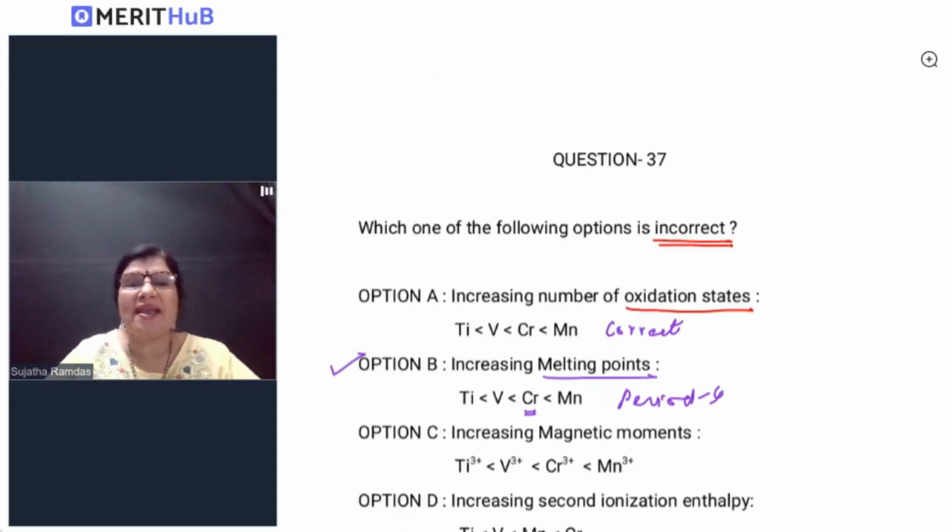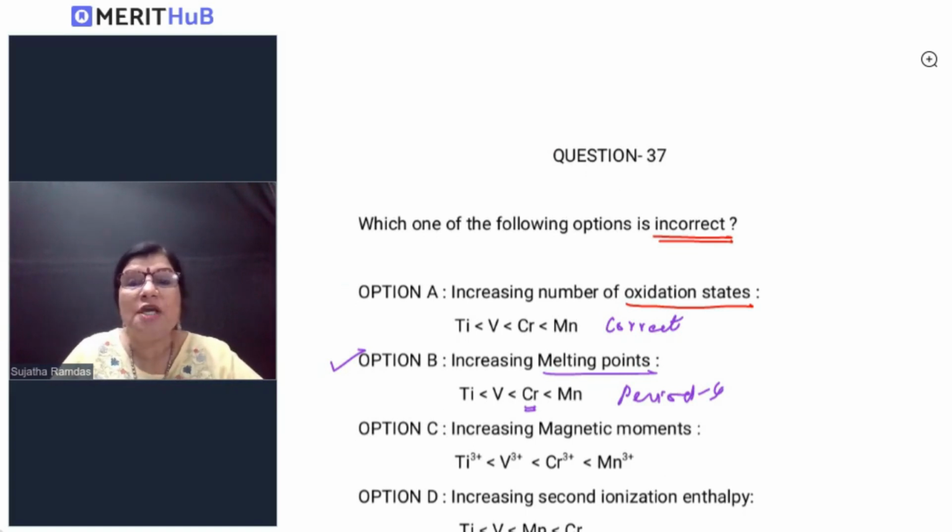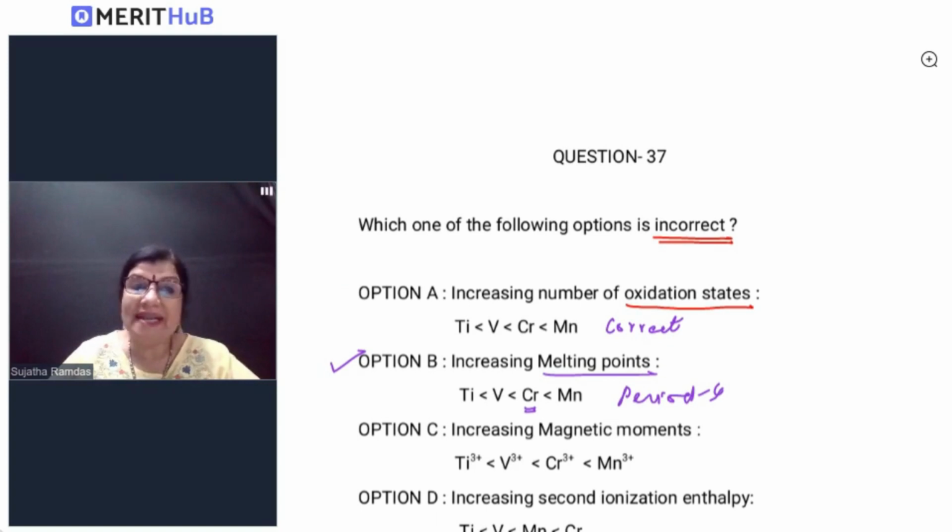Okay, so that is why this statement is incorrect. Option B is incorrect. Chromium should have the highest melting point. Now let's move on to option C. So we know that options C and D are correct statements.